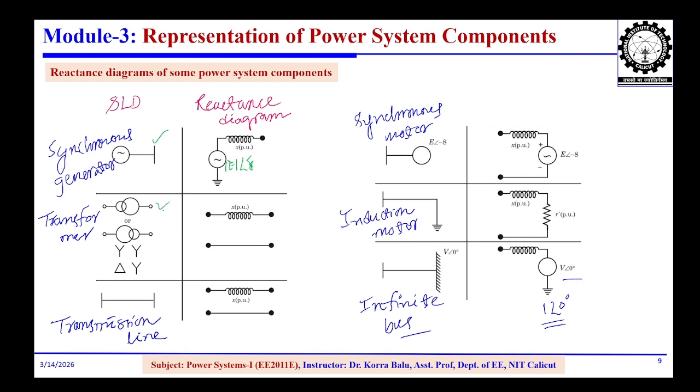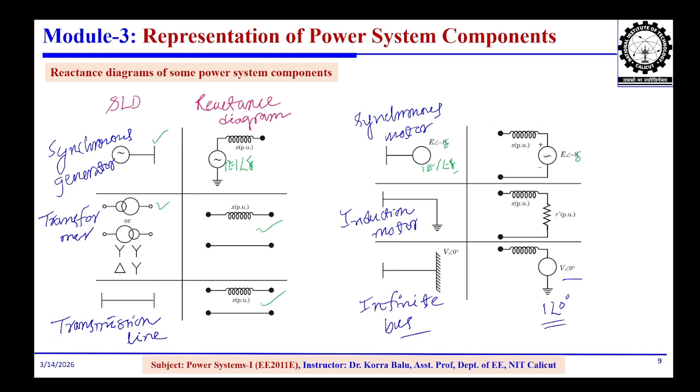Then we'll go for the transformer. Whether it is step up or step down, connected in star to star, or delta to star, or delta to star to delta, we'll always take the series reactance in the per unit representation. Then the transmission line, again the series reactance in per unit. Then we'll go for the synchronous motor, where you have mod E at an angle of minus delta, in place of the generator's delta.